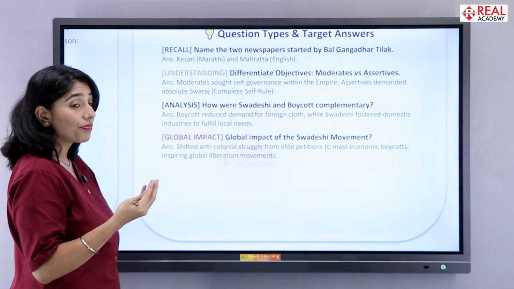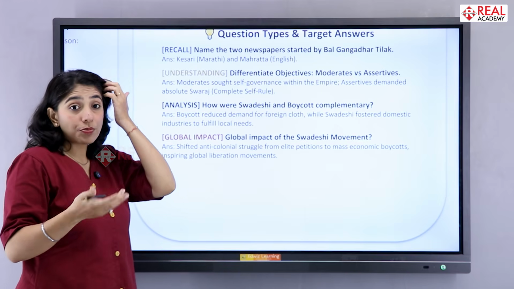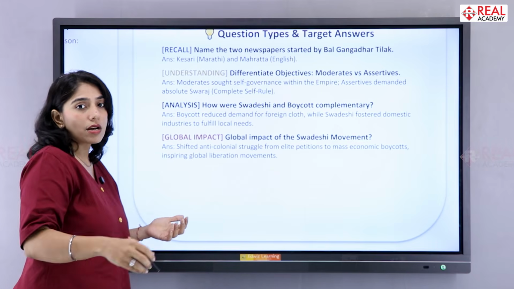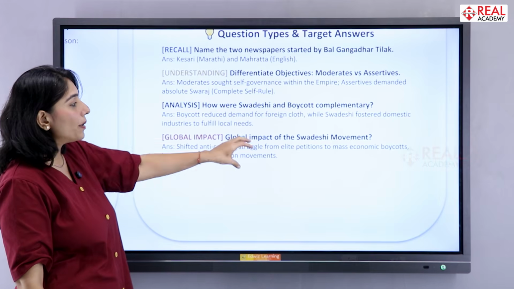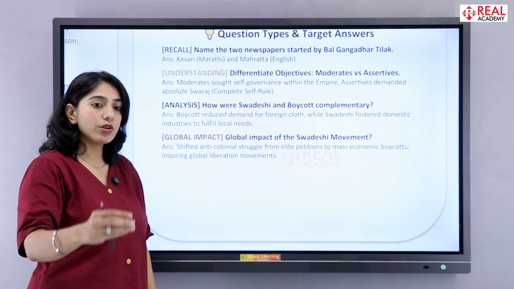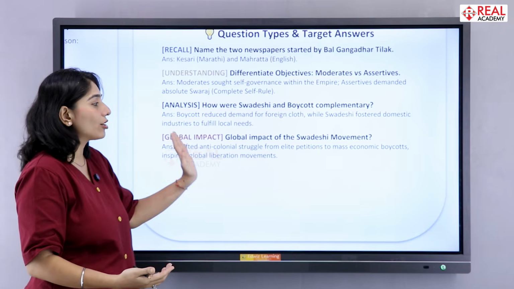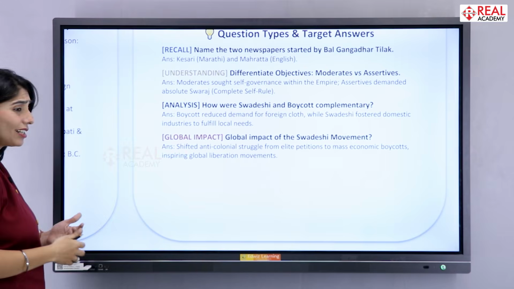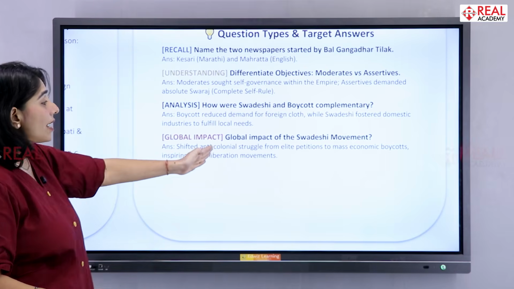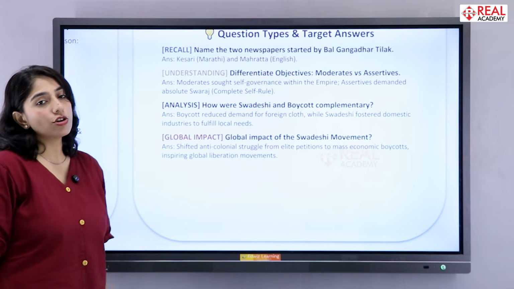This question is something where you really need to give your 100%, you cannot just ratify something and go and write it down in the paper. So you talk about the global impact of the Swadeshi movement. How could the Swadeshi movement, which was within India, affect the world globally? So what was the global impact here? This shifted the anti-colonial struggle from elite petitions to mass economic boycotts.